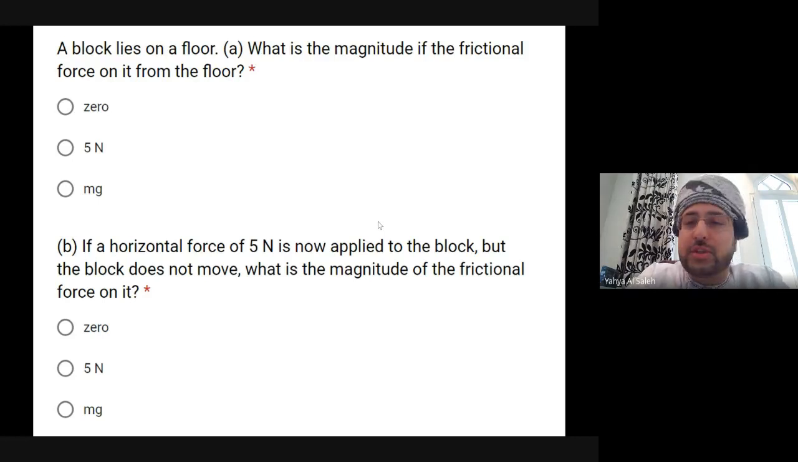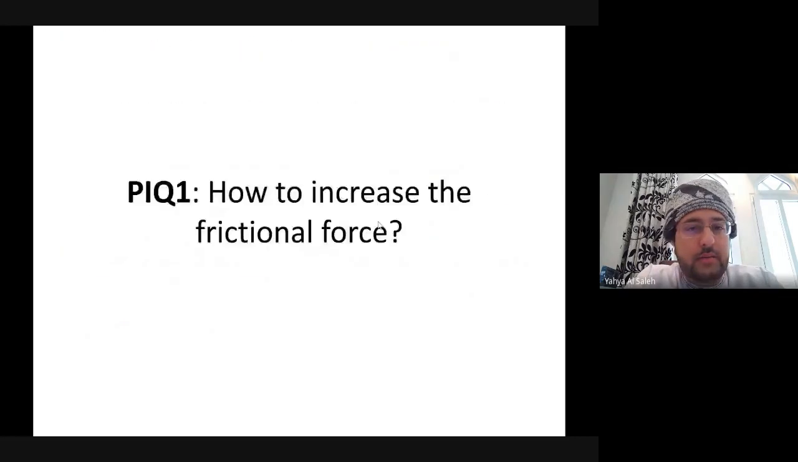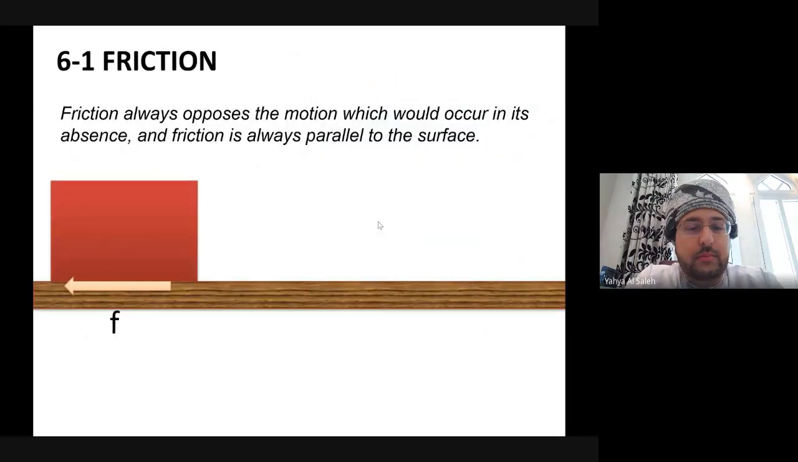Okay, here's a question. What did we define friction to be? No, we did not define it to be mg. I'll go back to the slide. Very first slide. I said 6-2. What's wrong with you?